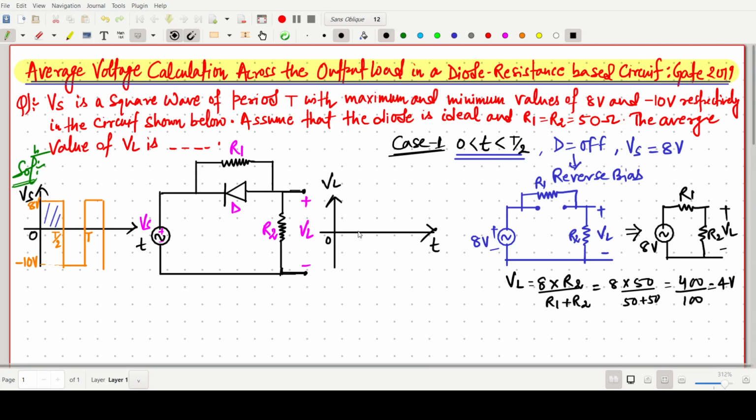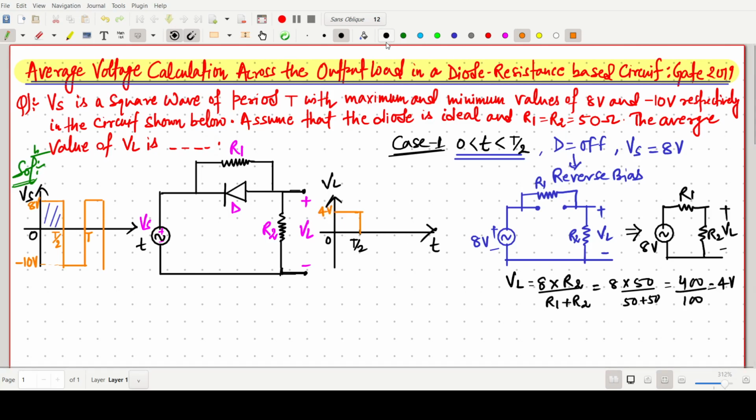So I am marking 0 and this point T by 2. At this point, the value is simply 4 volt, so we can make it 4 volt.